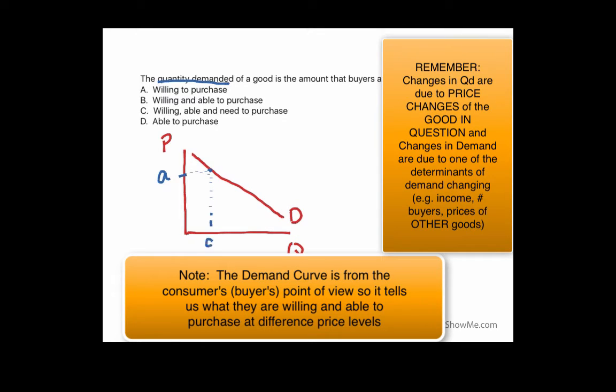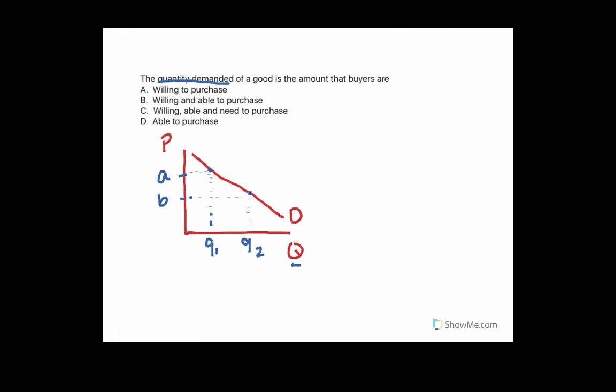this quantity, we'll call it Q1, is what the consumers are willing and able to purchase. That's what the demand curve tells us. It gives us a series of prices, or points, that tell us how much the people are willing and able to purchase of that good. So which of the multiple choice answers gives us the best description of that? Well, it's very simply B. What are we willing and able to purchase?